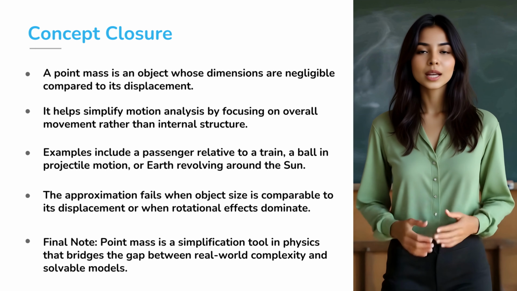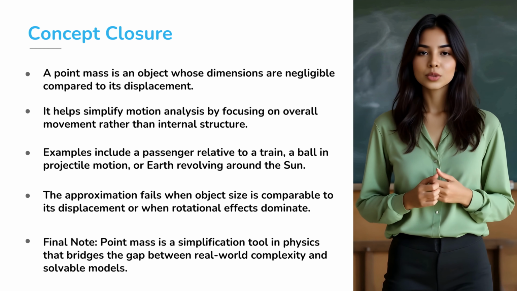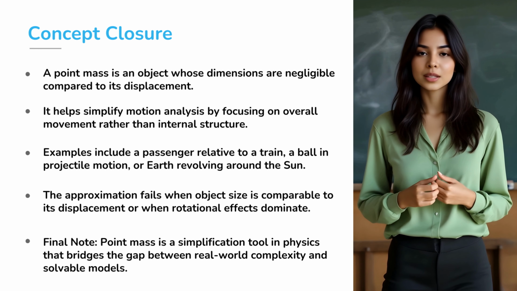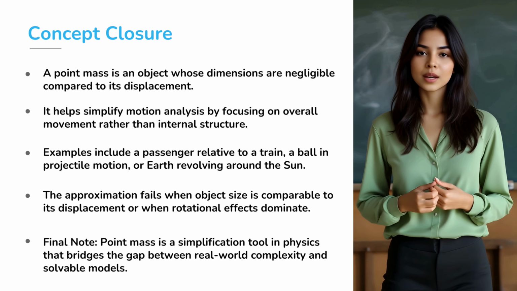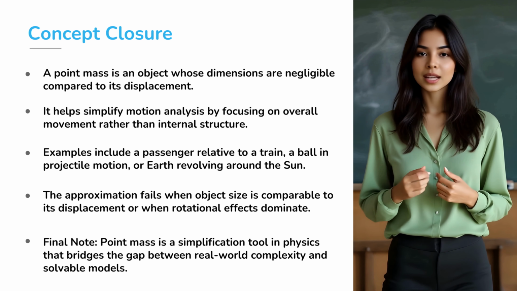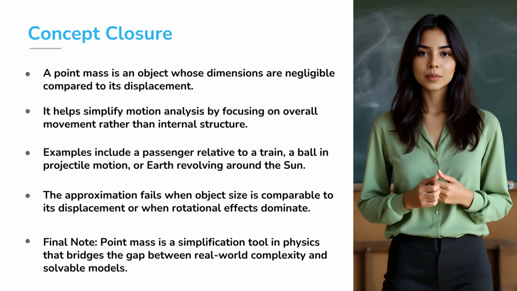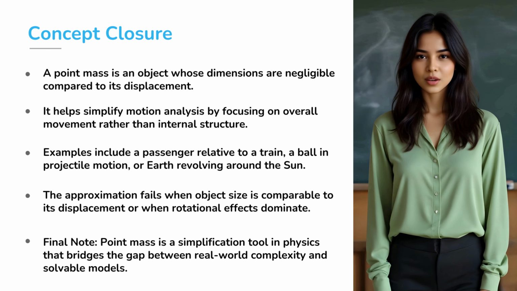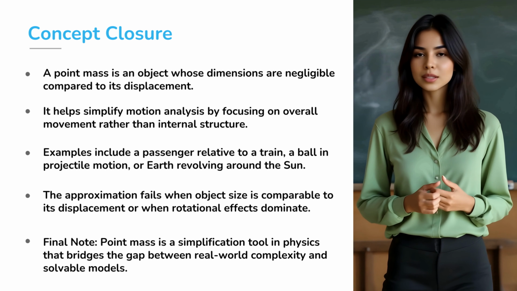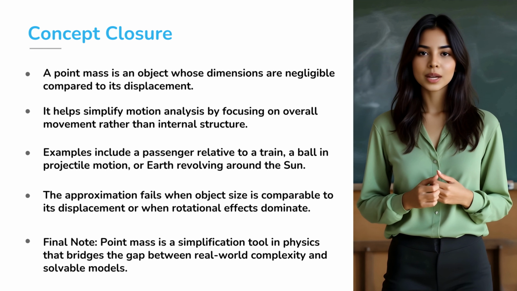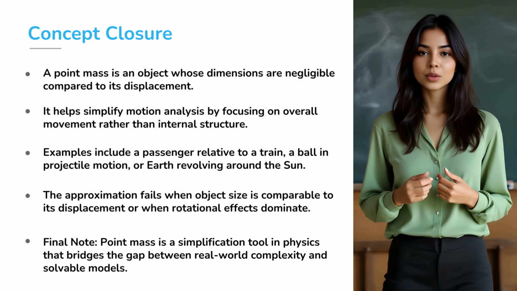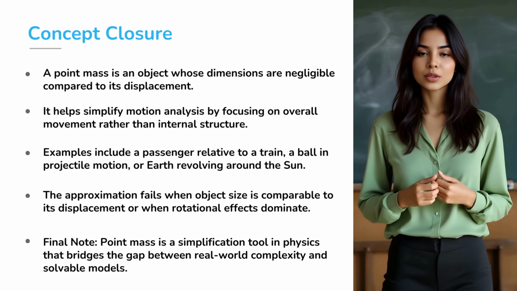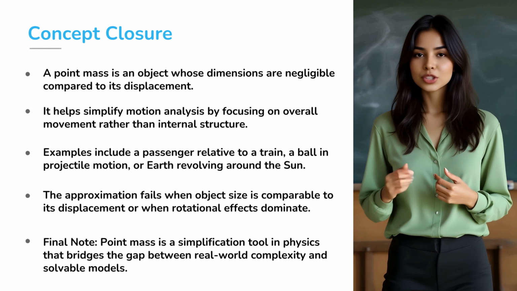So let's quickly recap. A point mass is an object whose dimensions are negligible compared to the distance it travels. It is a powerful simplification tool, allowing us to study motion in an elegant and manageable way. A passenger relative to a train, a cricket ball in projectile motion, or even the Earth revolving around the Sun, all are examples where the point mass model works beautifully. But when object size is comparable to displacement, or when rotation and internal structure matter, this approximation fails.